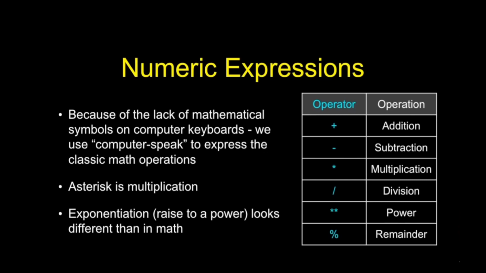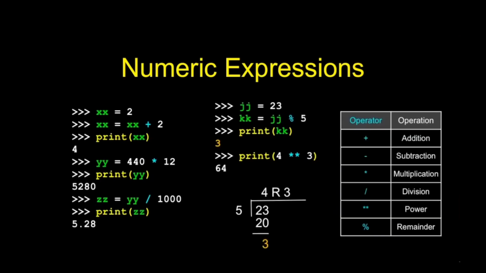Division, we can't put two things over top of each other, so we use slash for division. Raising to the power, because it didn't have little characters back then, is star star. And then remainder. When you do integer division, it's also called the modulo operator, it's the remainder, not the quotient. I've got a picture of that coming up. So here's a whole series of little examples of this.